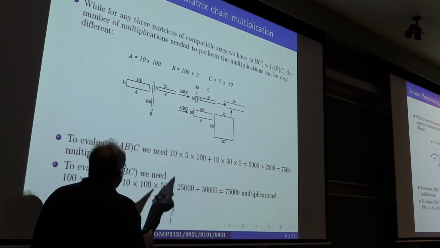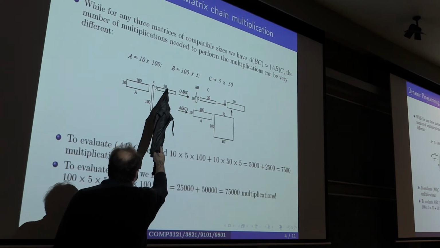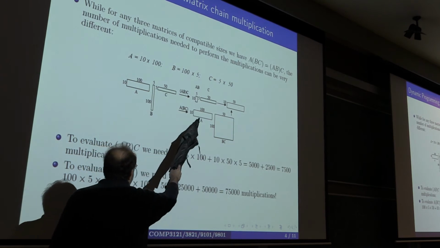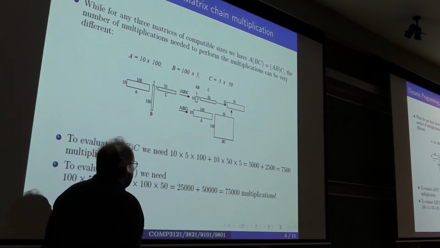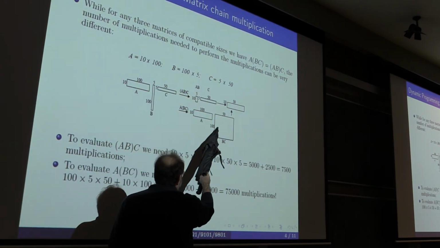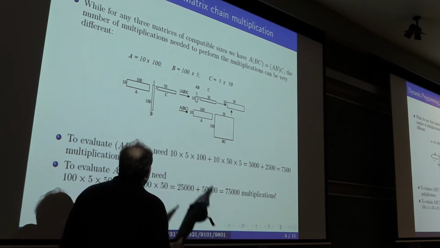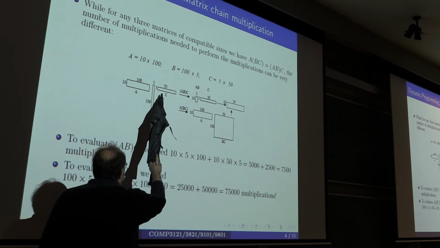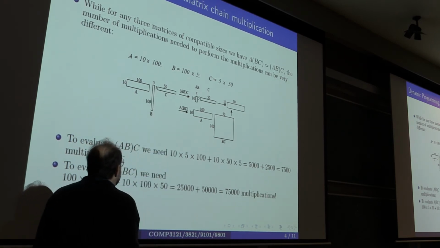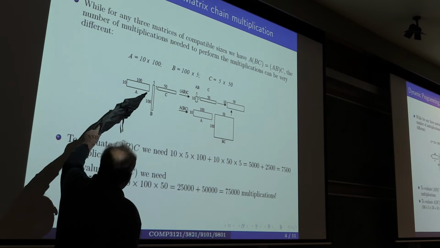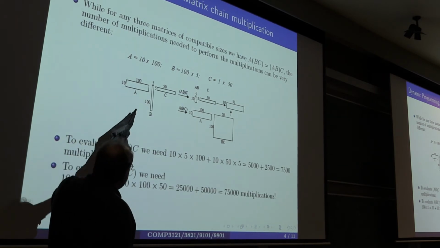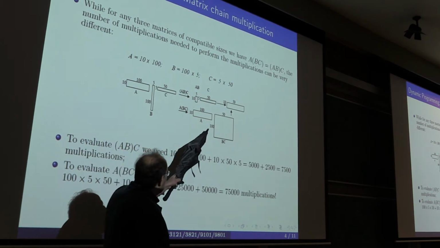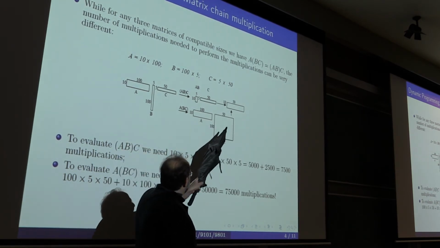The other way of doing it is you first multiply these two matrices, and then you multiply with the matrix A. But notice how vastly different this is, because if you multiply a skinny matrix with a long matrix, then the product, of course, inherits the height of the first matrix and the width of the second matrix, so you get a large matrix, 100 by 50.